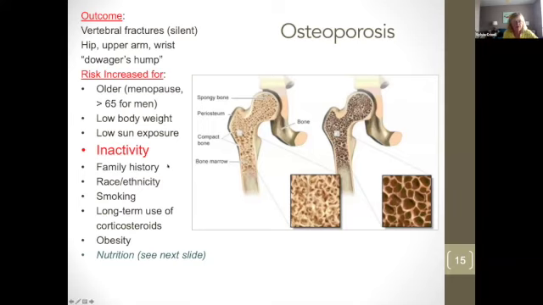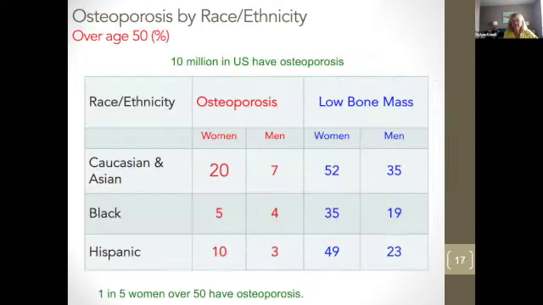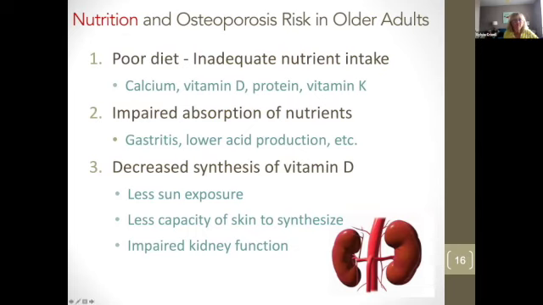So also it's a risk factor, and race ethnicity, I'm going to show you a table on this. Race ethnicity is a factor. Smoking never helps, and there are some drug regimens that can increase risk for osteoporosis too. And obesity can too, and you wouldn't think it would, except if obesity is accompanied by inactivity, then the bones still aren't getting those stresses. So the last one to look at is nutrition. What about nutrition and osteoporosis risk?